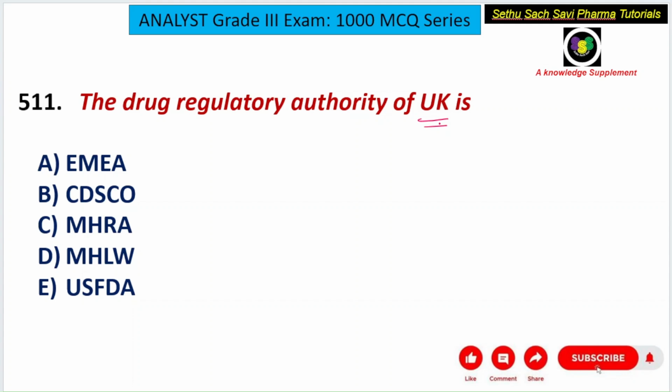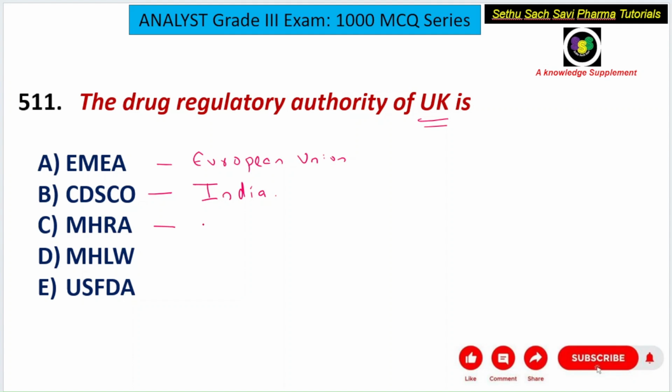So for the answer, normally all these, EMEA, CDSCO, are drug regulatory authorities of each country. Now we need to know which regulatory authority belongs to which country. So CDSCO, you know that is the regulatory authority of India. EMEA, it is the regulatory authority of European Union, which consists of 27 countries.